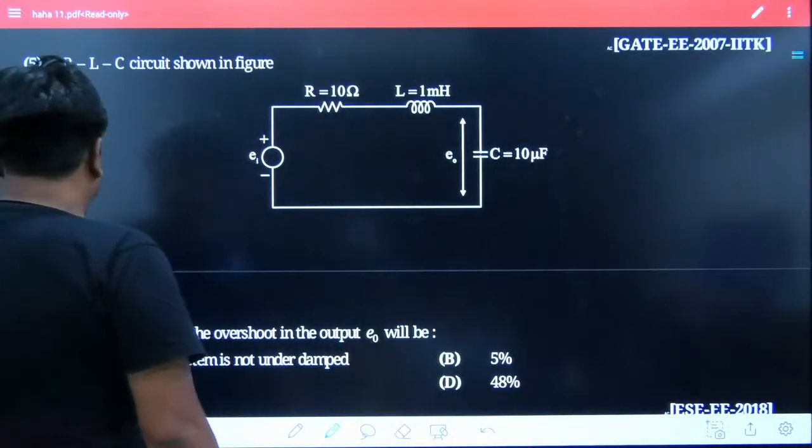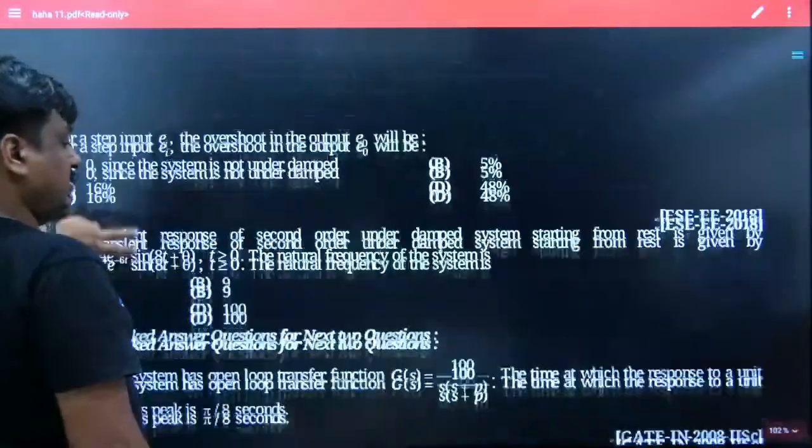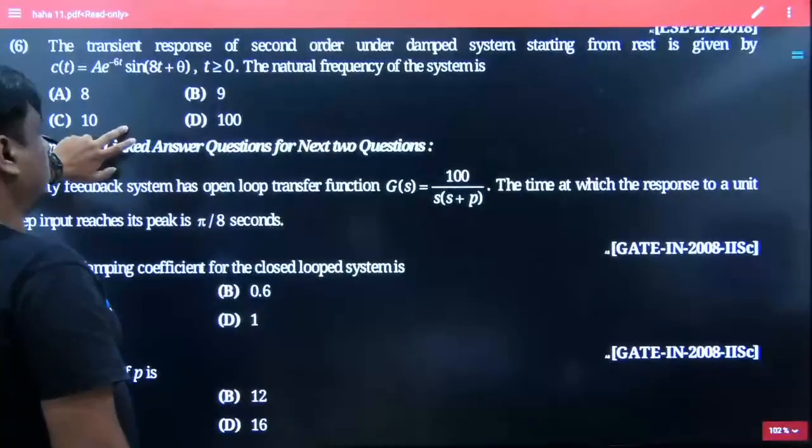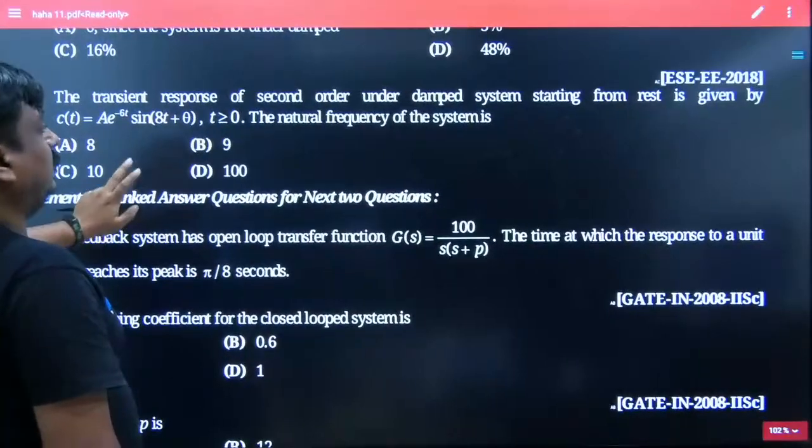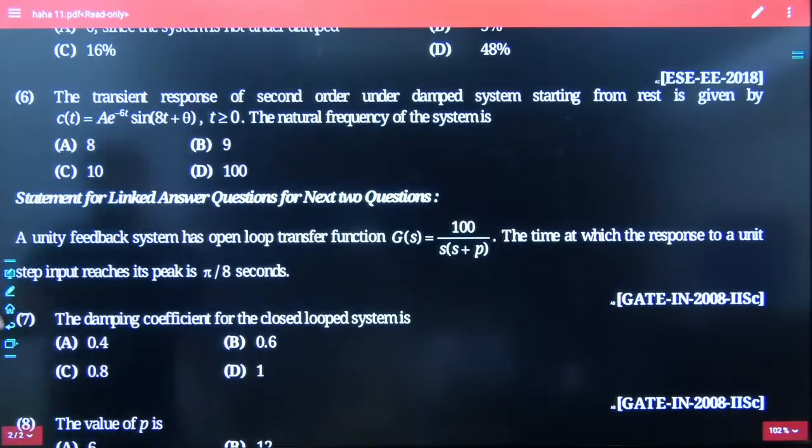Okay, now it's the right time to take the next question. Probably we have come across the next question. Where did it go? Yeah, here it is. The 6th question has come in front of you.